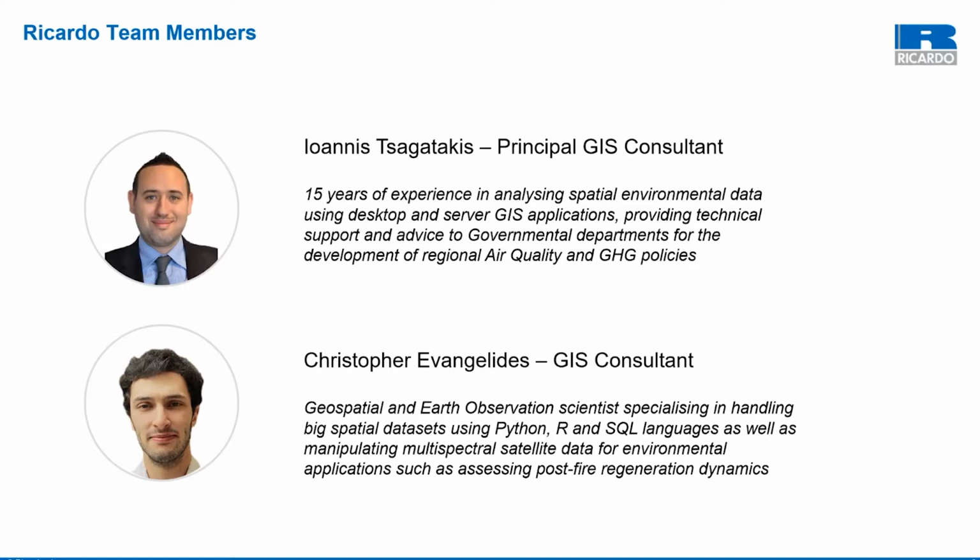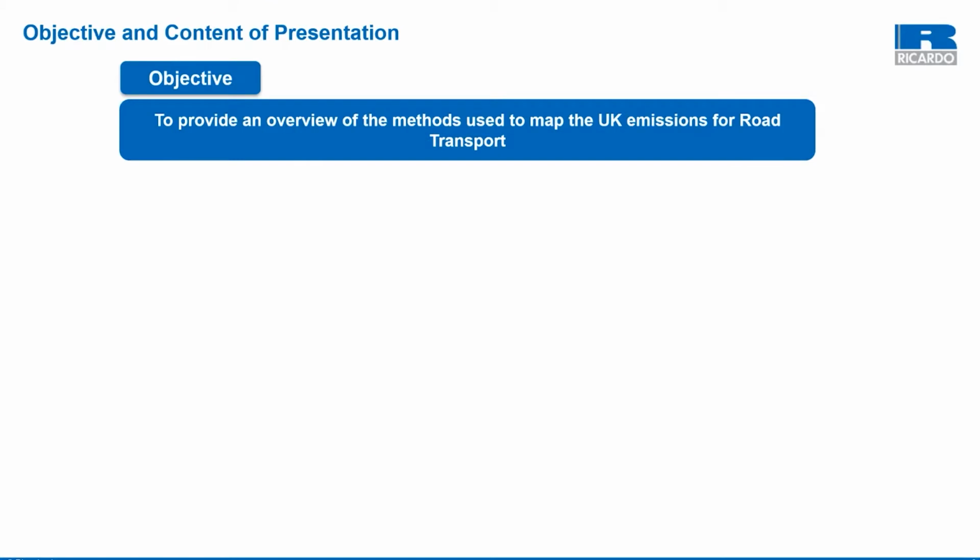Thanks, Yanni. So as I said, I'm Christopher Evangelides. I am a geospatial and Earth observation scientist here at Ricardo, specializing in Python, R, and SQL languages for handling big spatial datasets, as well as manipulating multispectral satellite data for various environmental applications, such as assessing post-fire regeneration dynamics. And today we're going to provide you an overview of the methods that we use to map the UK emissions, particularly with an emphasis on the road transport sector.